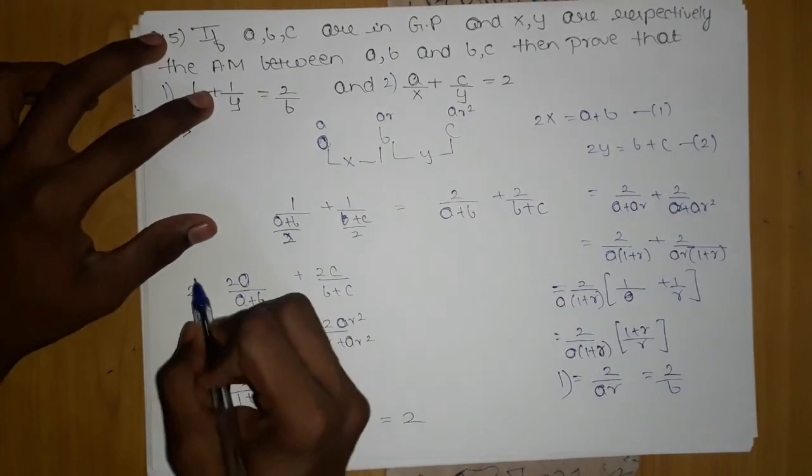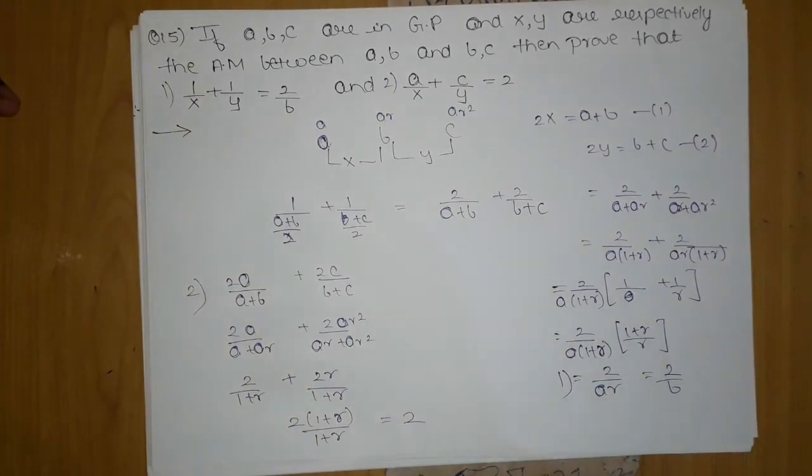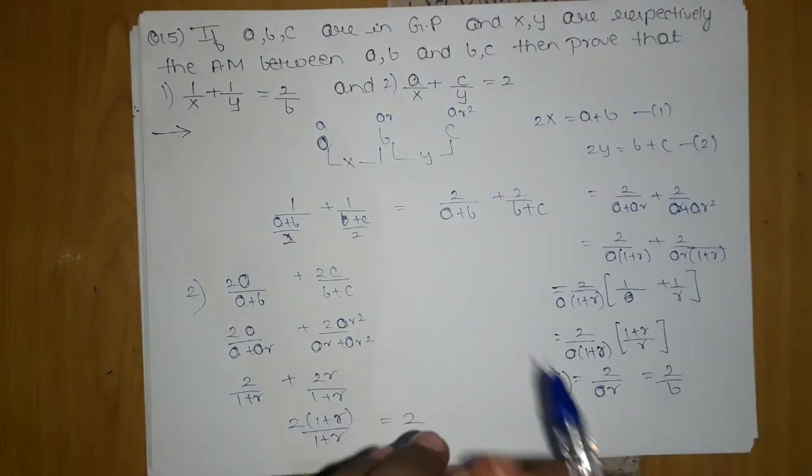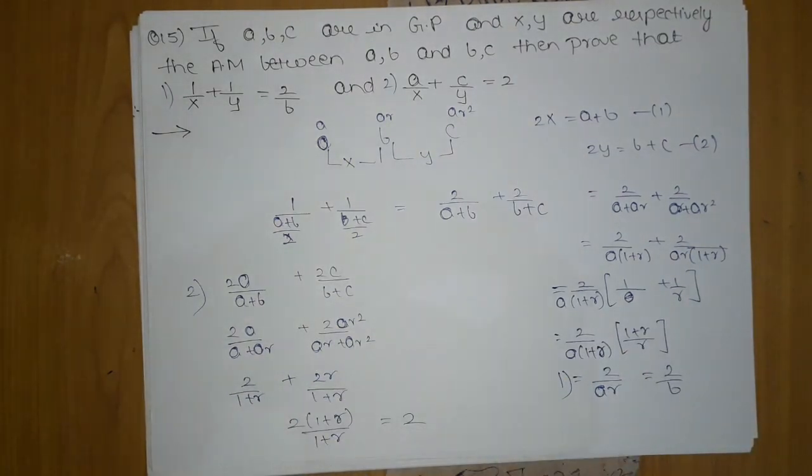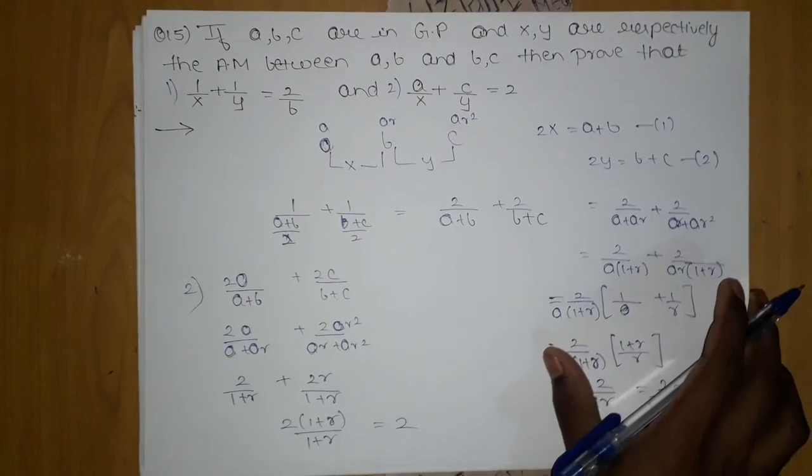So the second was easier; the first was a little more manipulative than the second. There was nothing great, just using the AM concept, the GP term concept, and then substituting and getting the answer. Compared to the previous question, this is nothing.